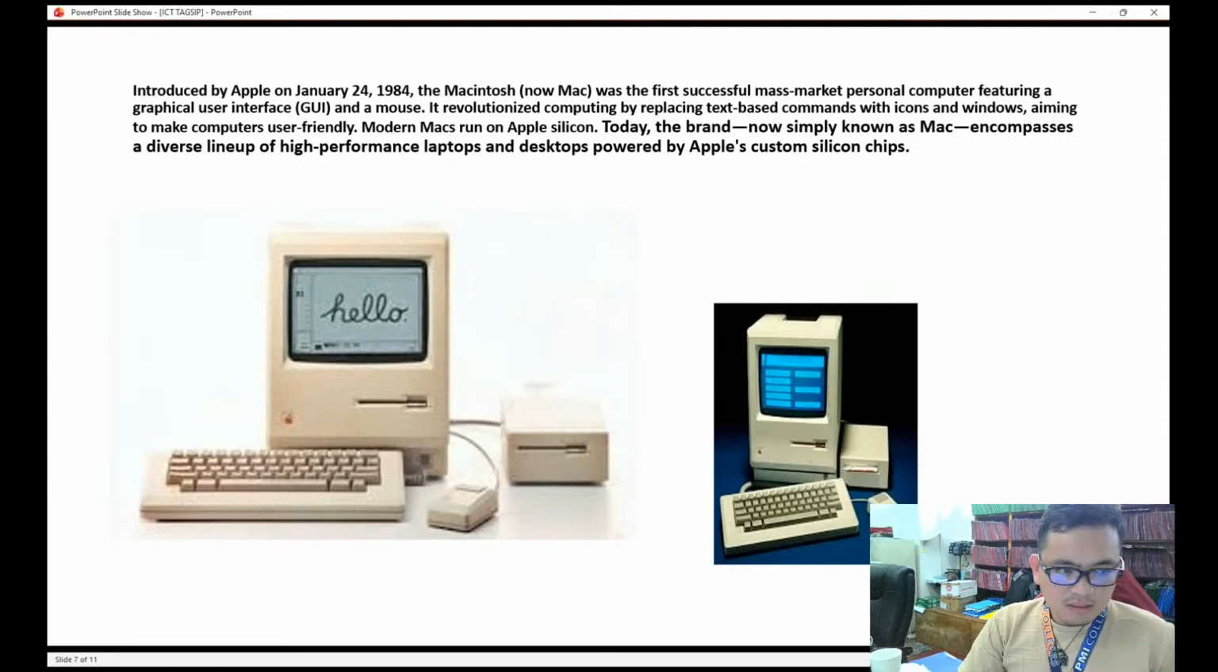The next is Apple, the Mac or Macintosh. Introduced by Apple on January 24, 1984, the Macintosh, now Mac, was the first successful mass-market personal computer featuring a graphical user interface, or GUI, and a mouse. It revolutionized computing by replacing text-based commands with icons and windows, aiming to make computers user-friendly. Modern Macs run on Apple Silicon. Today, the brand, simply known as Mac, encompasses a diverse lineup of high-performance laptops and desktops powered by Apple's custom silicon chips.